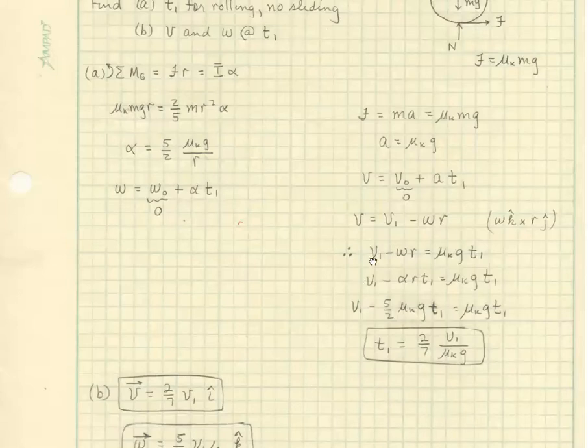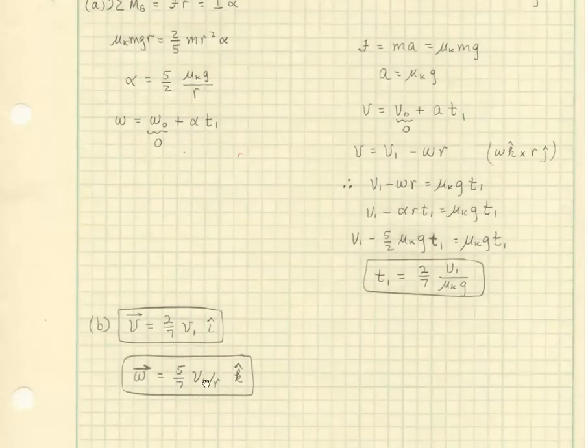If you want to get the velocity, the velocity is going to be equal to a times t1, and a is mu k g, so if I multiply mu k g times this, I end up with 2/7 v1. There it is. And then omega is going to be alpha times t1, and alpha is this term right here. The mu k g's are going to cancel out, and the 2 and the 2 cancel, and the 5 and the 7 will stay, so I'll end up with 5/7 v1 over r in the k direction.